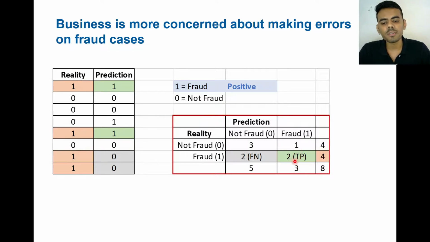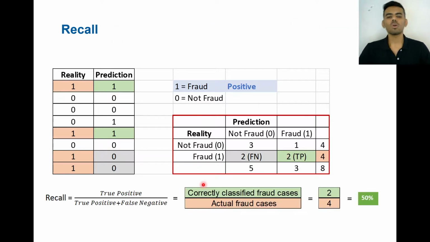Essentially, I want this number to be as high as possible. So recall summarizes this intuition by saying the numerator is going to be correctly classified fraud cases, essentially my true positives. And the denominator is going to be my total actual fraud cases, which is 4 in my case. This 4 can also be summarized as the sum of false negatives plus true positives, and that's where this formula comes in.